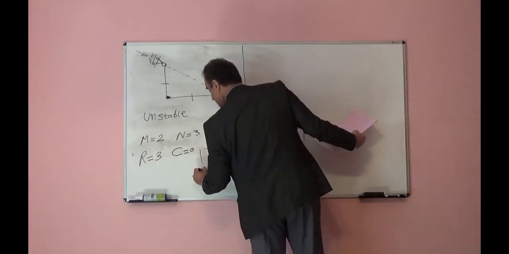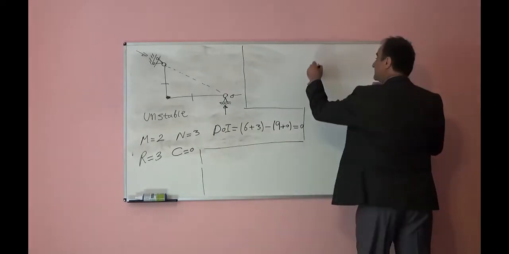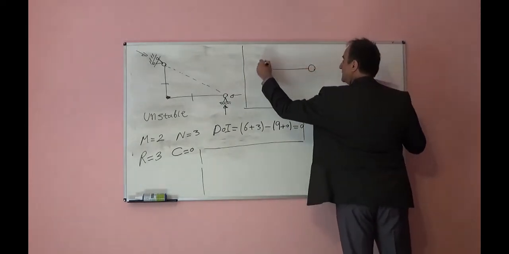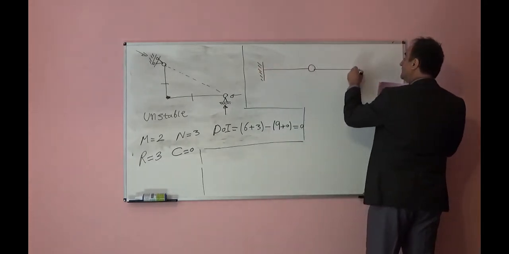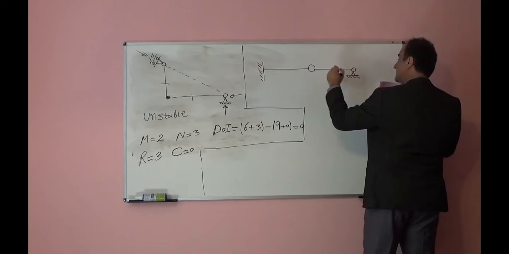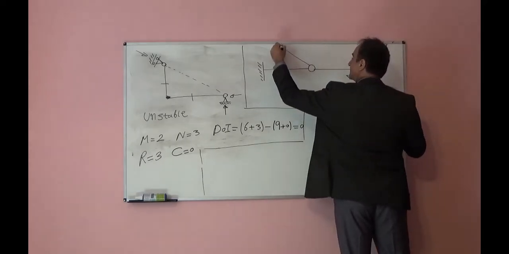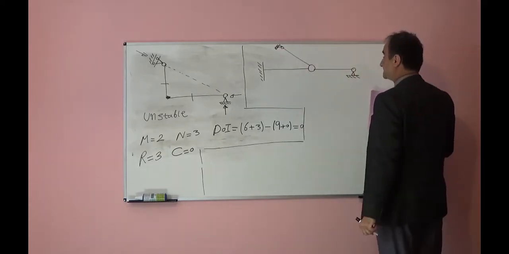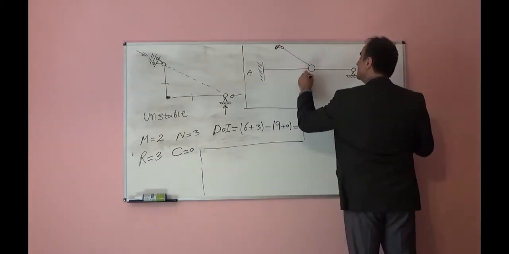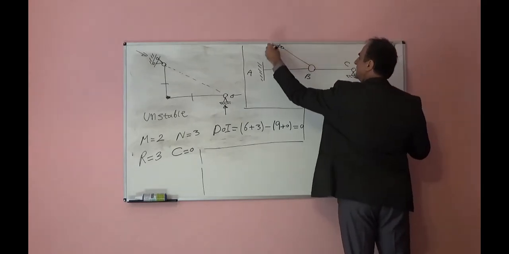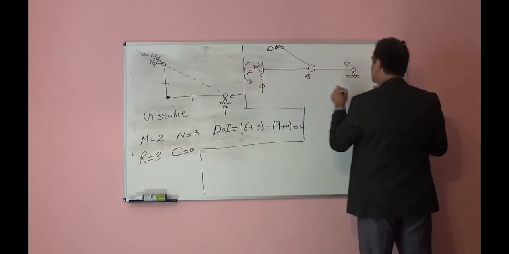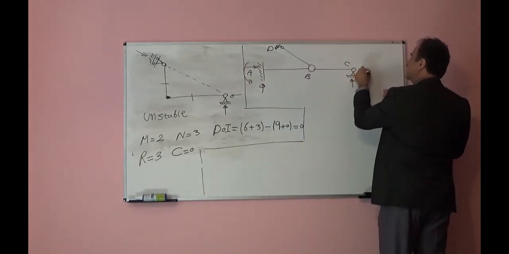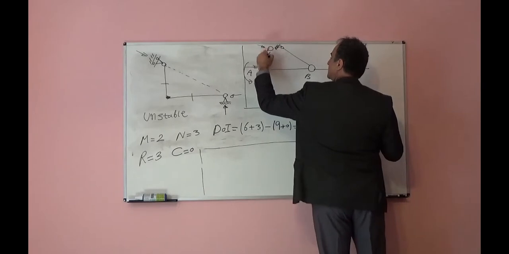Let's look at the next one. It is this system. Fixed support, hinge support. We have another member here. Again, this is a hinge support. For example, A, B, C, D. We have 3 reactions here, 2 reactions here, and 2 reactions here.